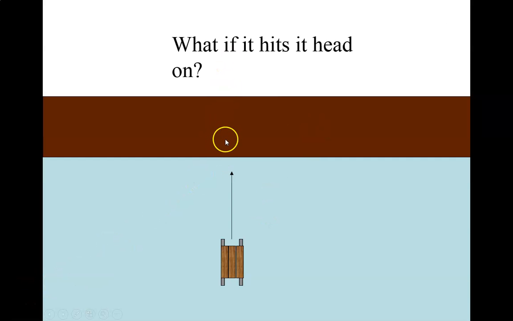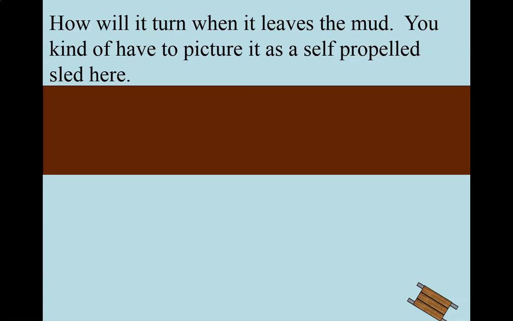Now, what if it hits head on? Well, both rails are going to slow down at the same time, so it'll just go straight. So now, how will it turn when it leaves the mud? Let's say it speeds up when it leaves the mud and gets back on the ice. We have to picture it as being self-propelled, I suppose. So here it's going to curve to the right.